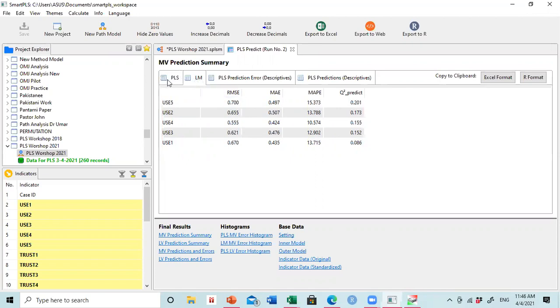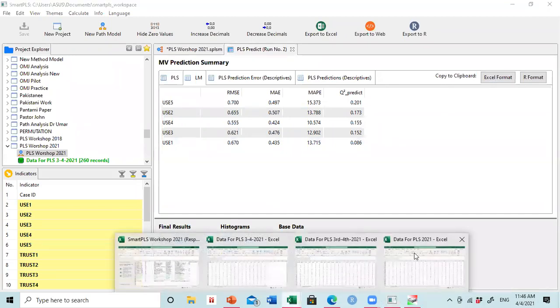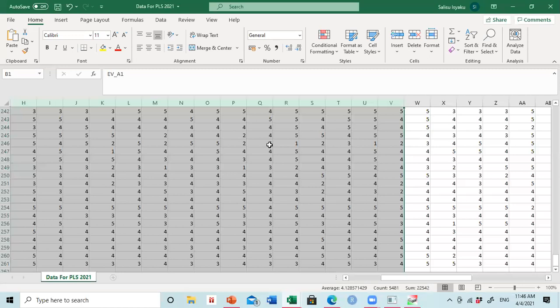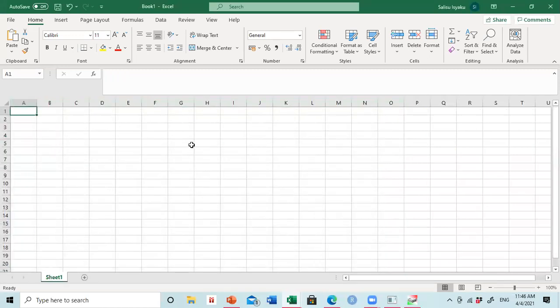Now to show you how we can see whether it's greater or less than, we can copy this one and take it to Excel. Maybe you will understand it in a clearer way. So this is what I put here.